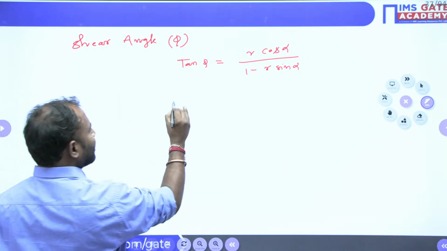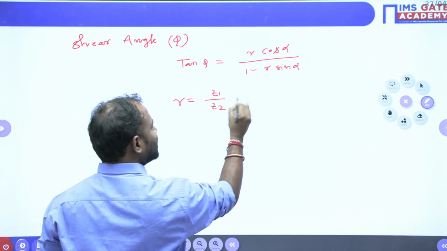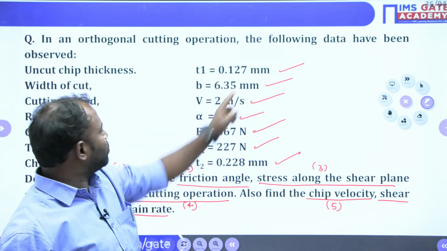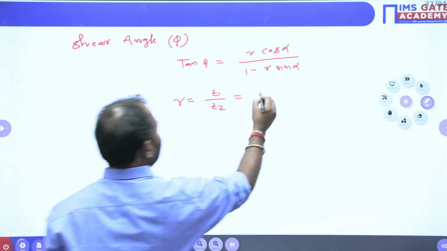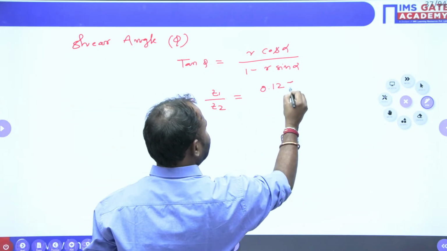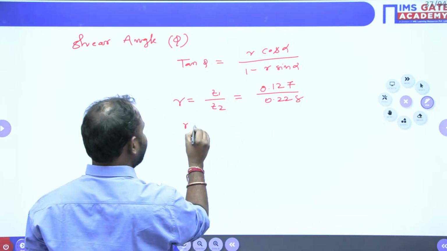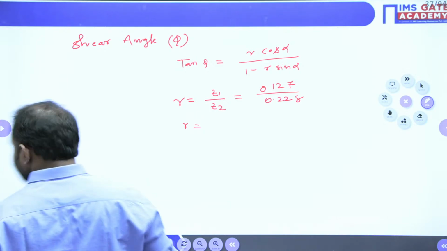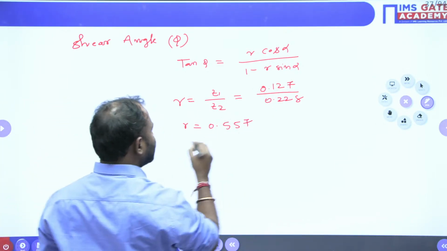So we know that r is the uncut chip thickness divided by the chip thickness, that is t1 by t2. What is t1? t1 is 0.127, t2 is 0.228. So 0.127 divided by 0.228, and you are going to get r equal to 0.557. Alpha is given in the problem.